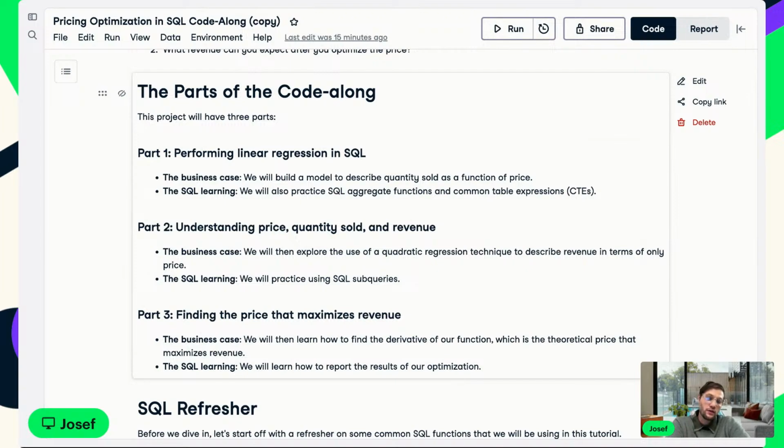And then in the final part, we're going to explore the intersection between math and coding. We'll have some discussion around calculus and algebra and derivatives.